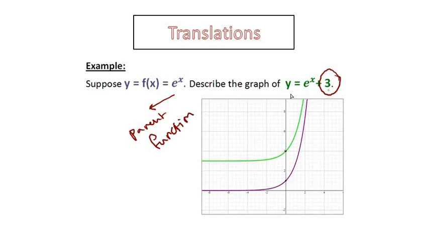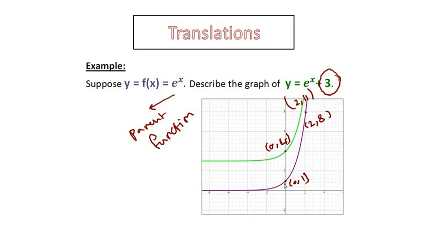Now when we add 3 to the whole function, to the value of y, all the values on the graph will be shifted up 3 units. Here, this point is 0 and 1. It's gonna be 0 and 4. For example, if this point is about 2 and 8, it will be 2 and 11, because all the y values are shifted up.